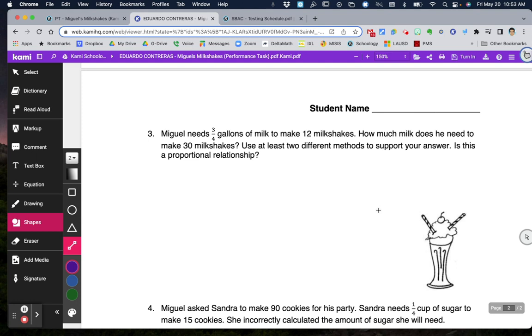Part three: Miguel needs 3/4 of a gallon of milk to make 12 milkshakes. How much milk does he need to make 30 milkshakes? So sounds like a proportional type thing. Use at least 2 different methods to support your answer. Is this a proportional relationship? Oops, I just gave it away.